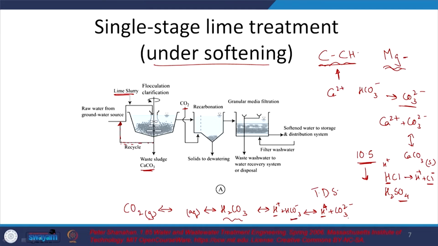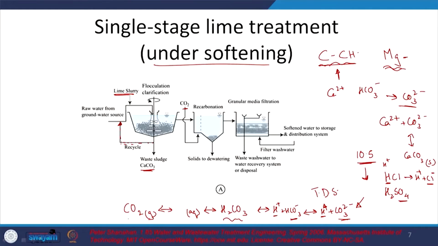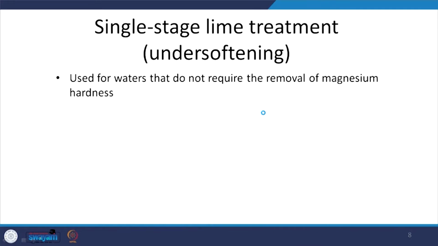HCO3- and CO3 2- will add to the alkalinity of your solution, and also they are good buffers. So, that is one aspect of why we choose carbon dioxide to bring down the pH. That is why we have recarbonation, and then depending upon the suspended solid concentration left after this, you are going to have media filtration. So, this is what we have under softening.